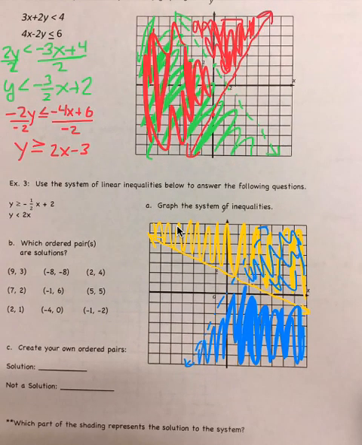So now we have to look at our number. We want to know which ordered pair is a solution. 9, 3. So we go out 1, 2, 3, 4, 5, 6. 9, 3 would be like right there. We would say yes, that would be in the solution set because it would extend there. -8, -8, it's going to be down there. Down there? No. 2, 4. 2 up to 4. Right there.